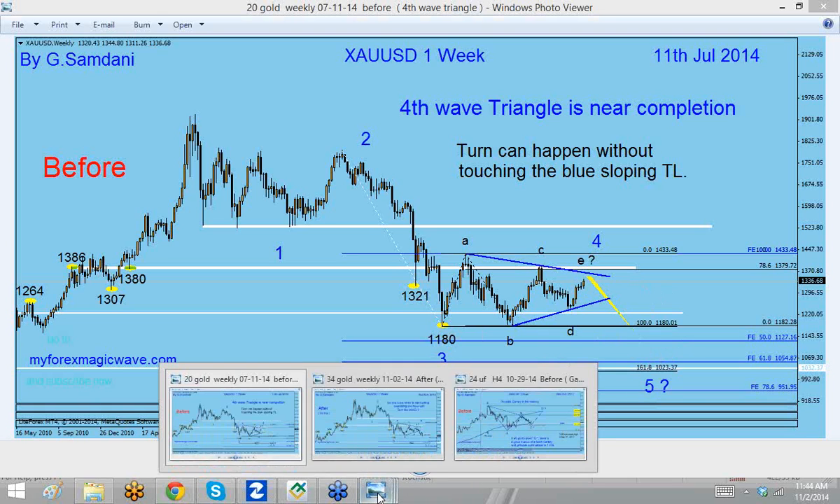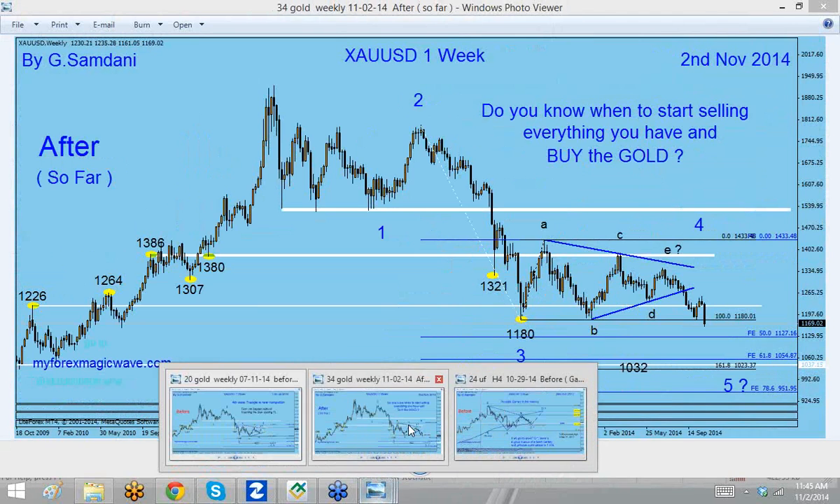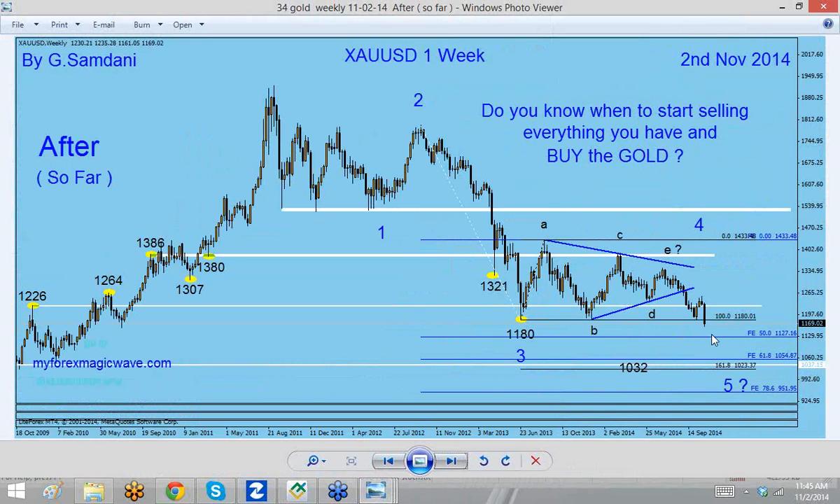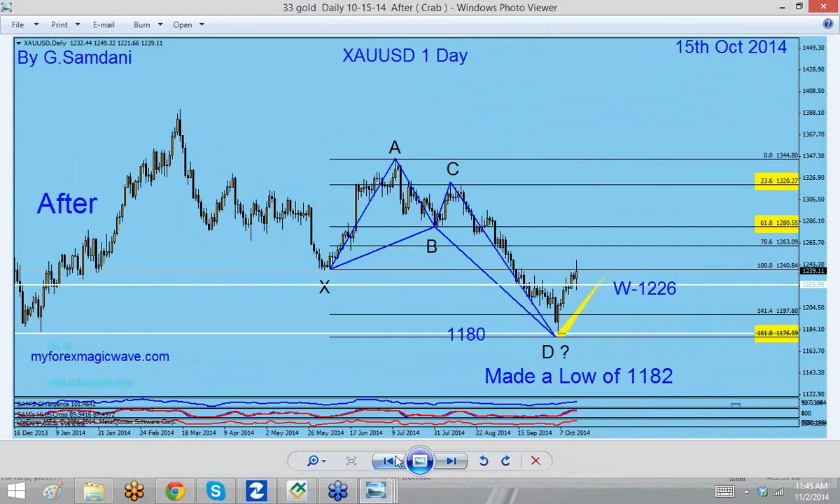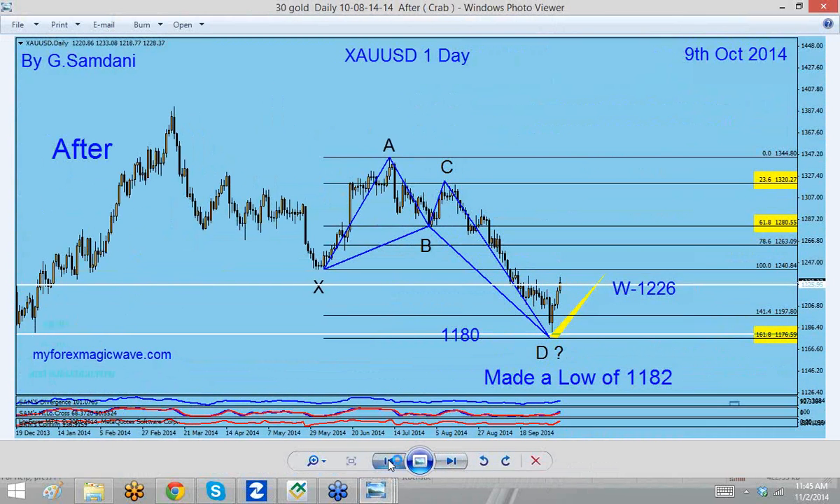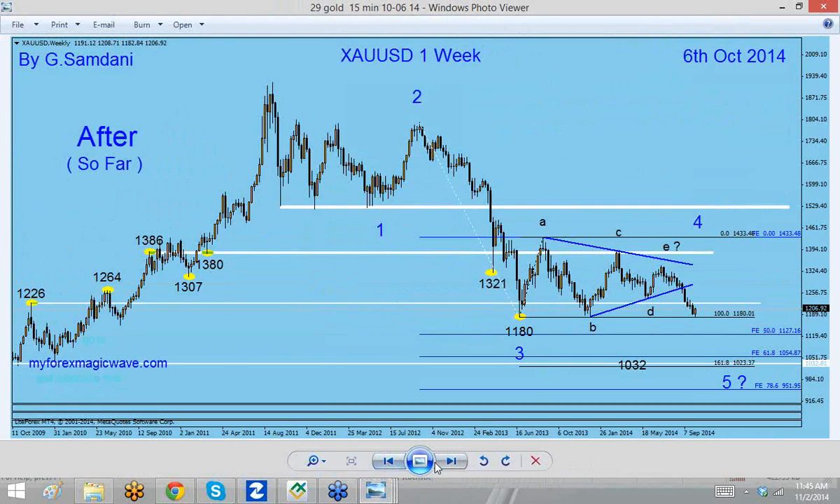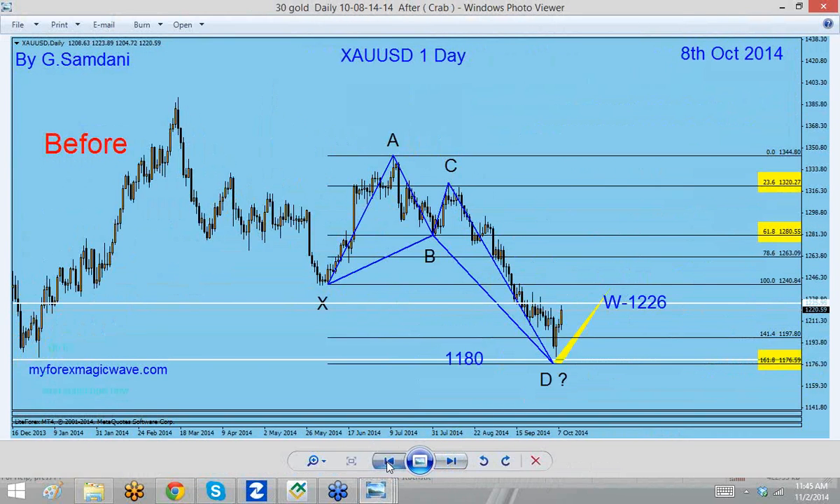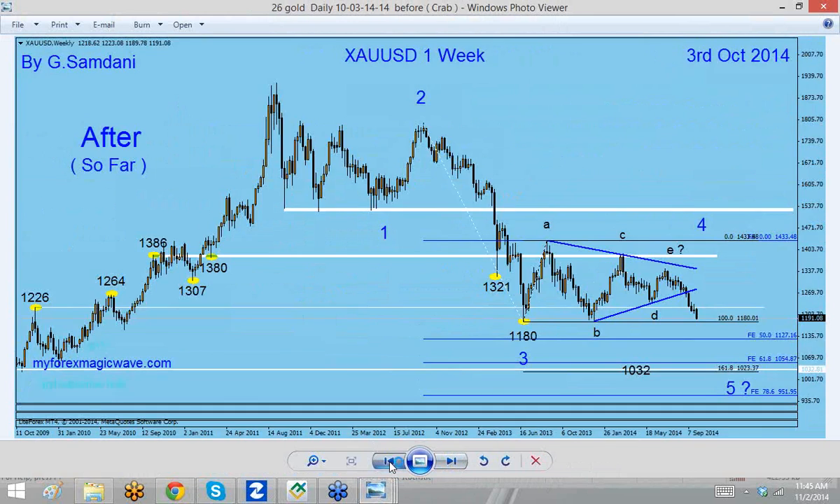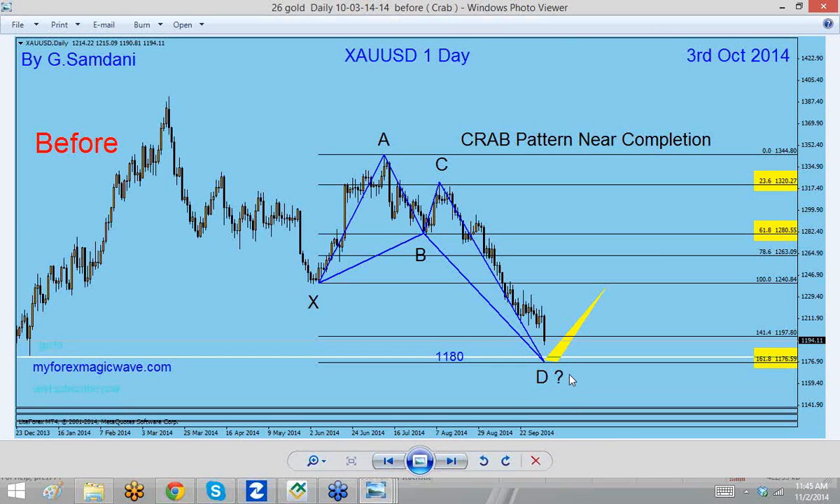So what happened in this one? You can clearly see that this is where we are now. You see how nice and clean we came back here first, and then even in the middle, let me show you. This is the chart. I even predicted a small crab pattern and a bounce. You see that?